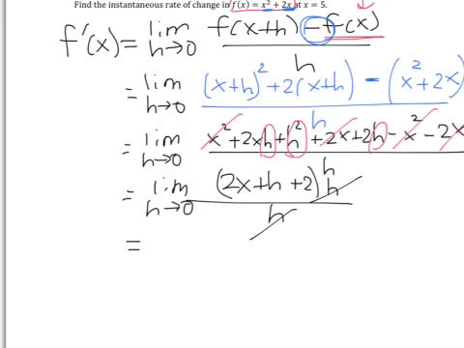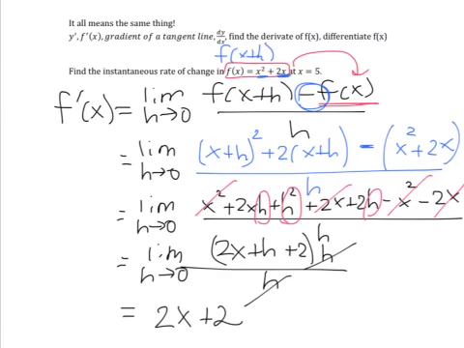But really, we're going to plug in h equal to 0. So we're going to be left with 2x plus 2. So that 2x plus 2 represents the slope at any given point. Here, that given point is x equal to 5.